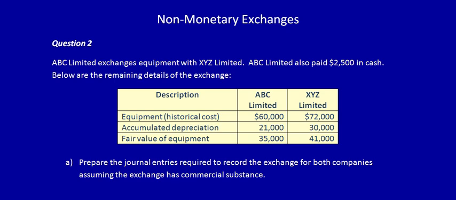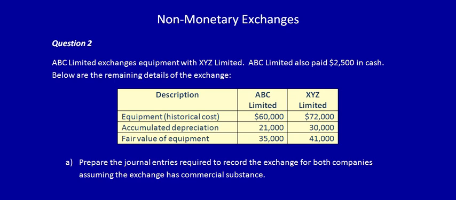Be aware that if you worked for ABC Limited, you wouldn't be able to see XYZ except for the fair value of the equipment. You could probably figure that out. Similarly, if you were working for XYZ, you wouldn't know the equipment historical cost and accumulated depreciation for ABC's equipment. Be aware of that when you're reading questions.